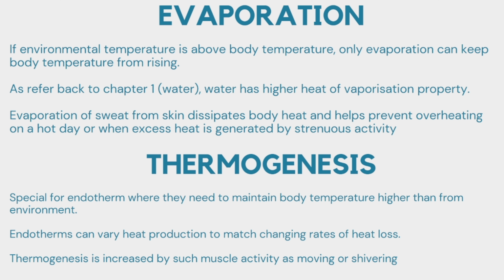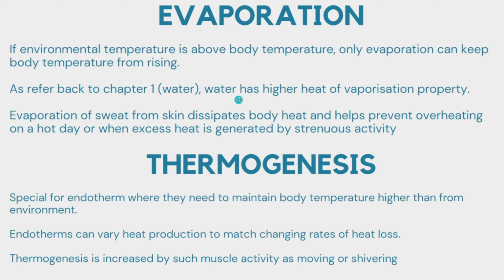Okay, the next one is evaporation. So evaporation actually is very easy. This means that when you are exercising, or when the temperature is very hot, you will sweat. Sweating is one of the ways to cool down your body. So if your environment temperature is above your body temperature, evaporation can keep your body temperature from rising by sweating. Your sweating means that your body contains a lot of water, so the evaporation of the water can keep the body temperature constant.